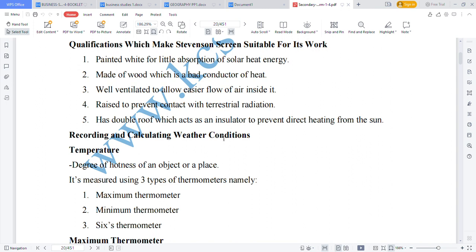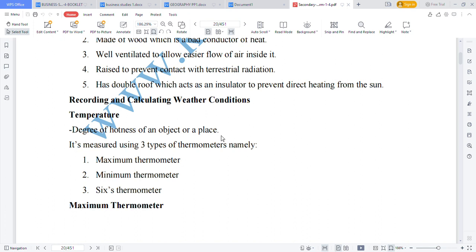It is raised. Why is it raised? Some meters above the ground. It is raised to prevent contact with terrestrial radiation. It has a double roof. Why does it have a double roof? The double roof acts as an insulator to prevent direct heating from the sun.